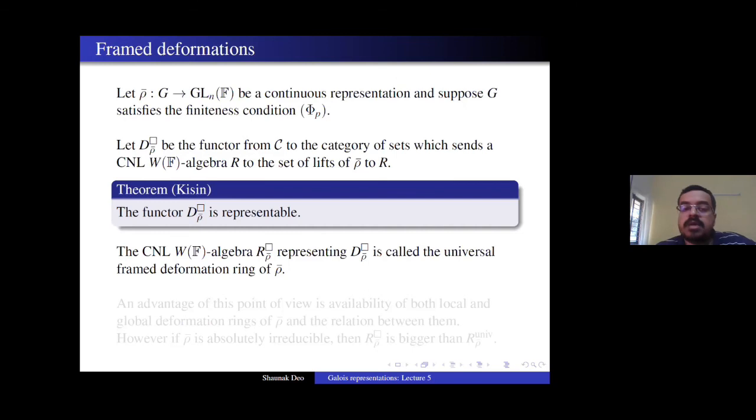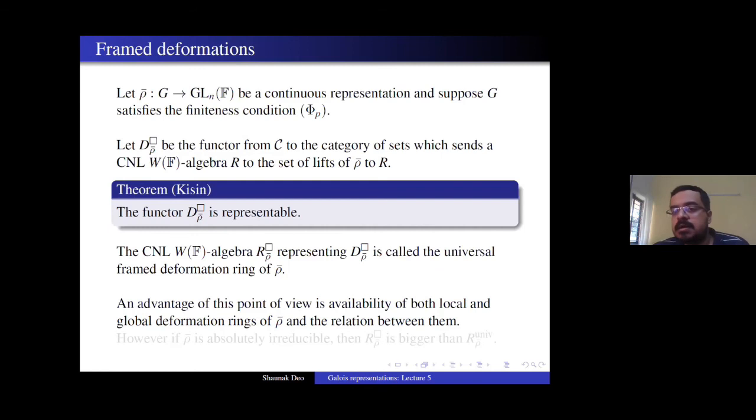An added advantage of this view is that we can talk about local and global deformation rings of ρ̄. Earlier, even if ρ̄ is a representation of the global Galois group and it is absolutely irreducible, it could happen that when you restrict it to some local Galois group, it becomes reducible. And then we cannot talk about the deformation ring of this restriction. But here, there is no such problem. Given a representation of the global Galois group, you have a frame deformation ring for the global Galois group and a frame deformation ring for every local Galois group as well.